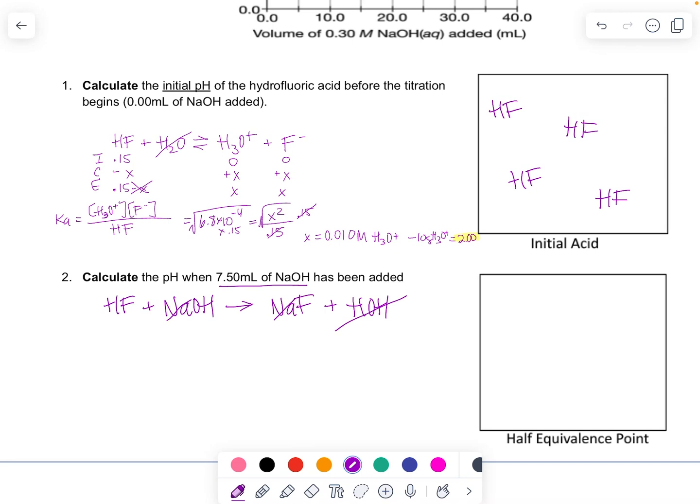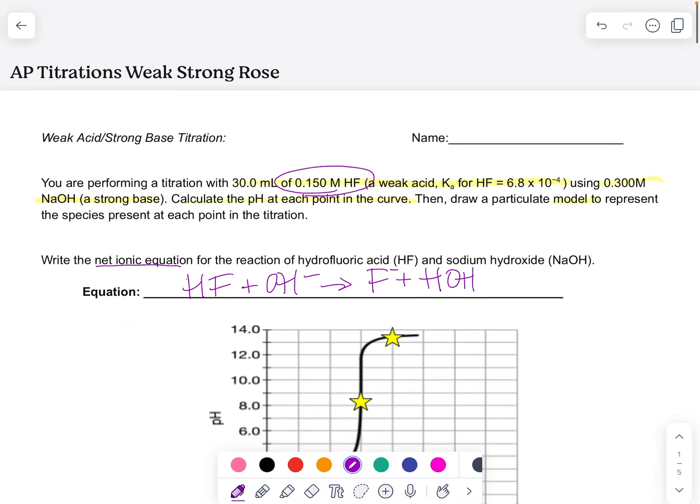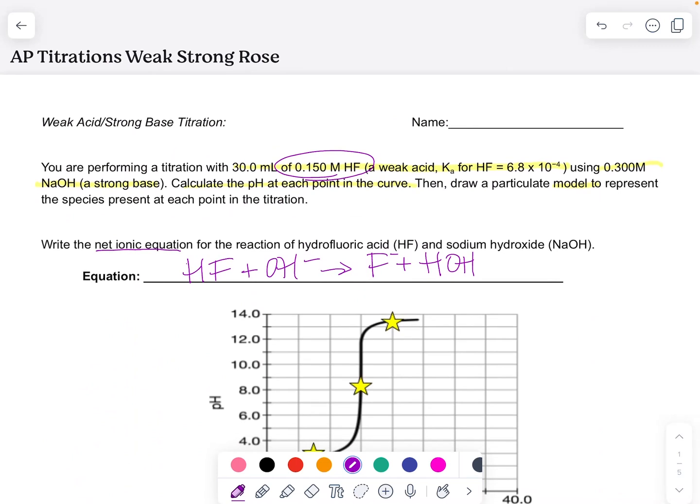All right, so I need to know how much of my acid reacted with this much base, so I will use an ICF table. Remember, these are in terms of moles, not molarity like our ice tables. That is a really important distinction and something you got to keep in mind. So I need to know how many moles of HF do I have initially. So in order to find moles, I will do liters times molarity. So 0.030 liters times 0.150 molar.